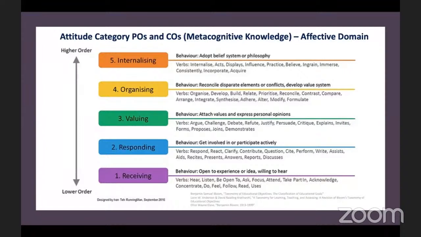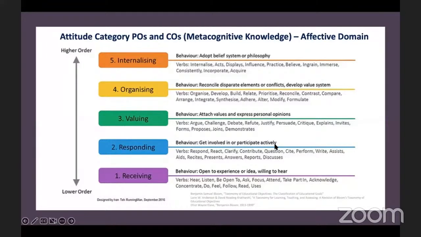And as far as the affective domain is concerned, receiving, responding, valuing, organizing, internalizing are the steps involved in this. So what is receiving? It is being open to experience an idea or willing to hear. This willingness to hear itself is the first step. Responding is getting involved or participating actively.